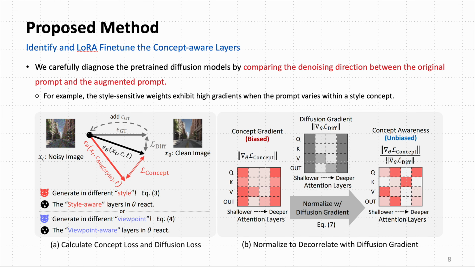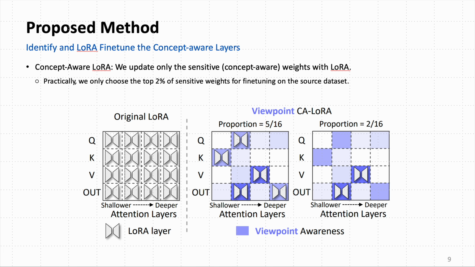So, how do we identify concept-sensitive weights? We design a concept loss. We compute the model's denoising prediction with the original prompt and with a concept-augmented prompt. For example, replacing photorealistic with sketch style, or changing the viewpoint description. The gradient of this loss tells us which weights react to the concept. But raw gradients have a strong positional bias across layers, so we normalize by the diffusion loss gradient. This gives an unbiased concept awareness score per projection layer.